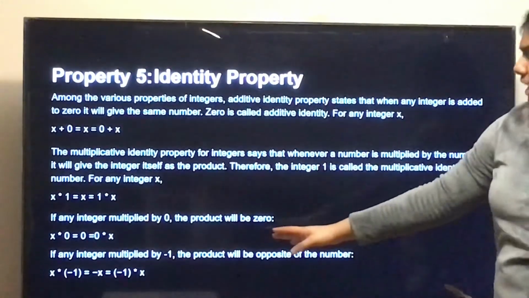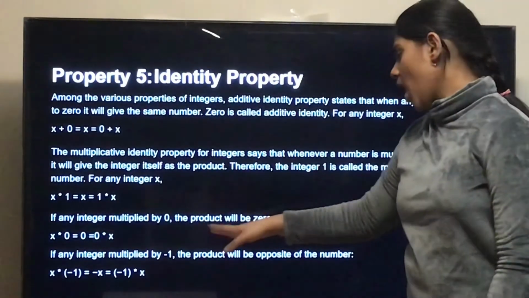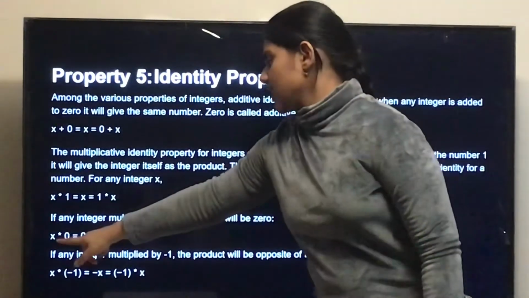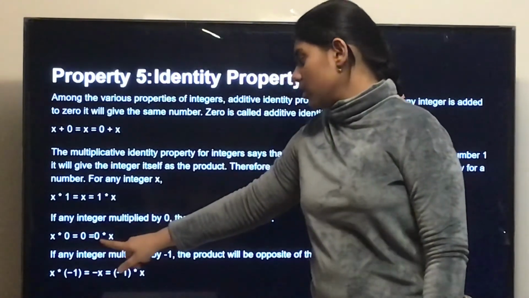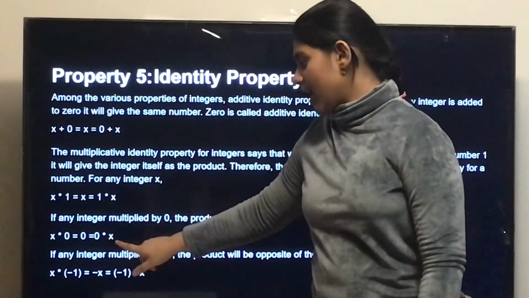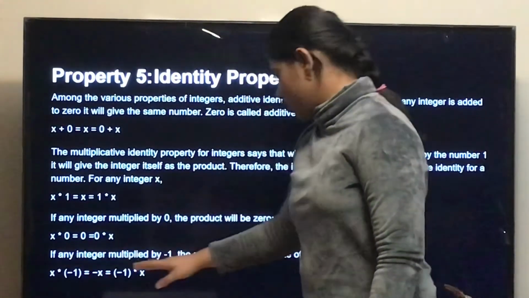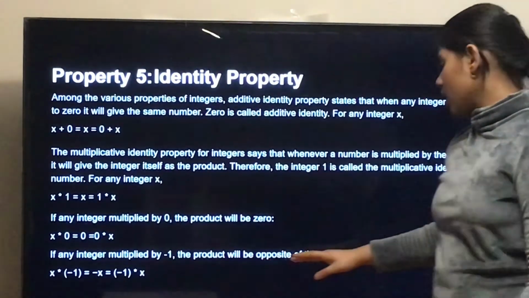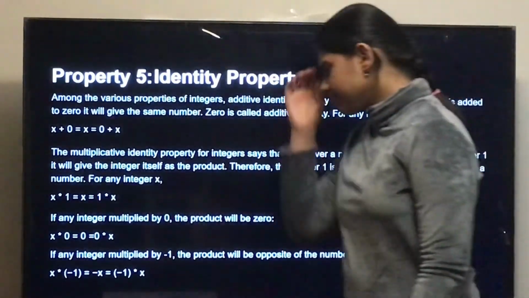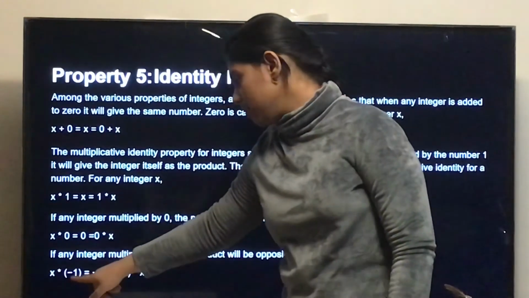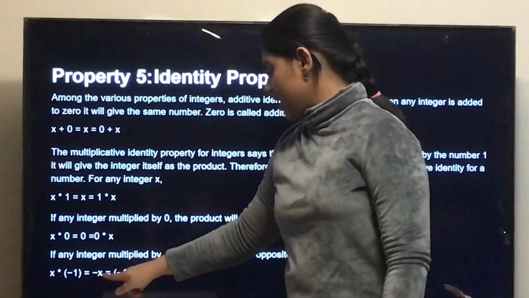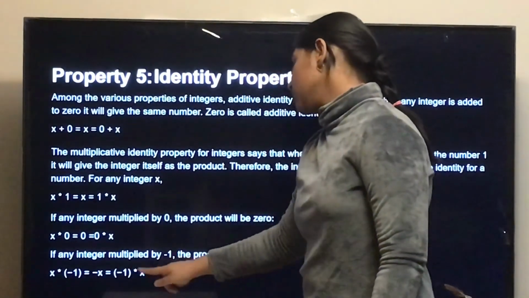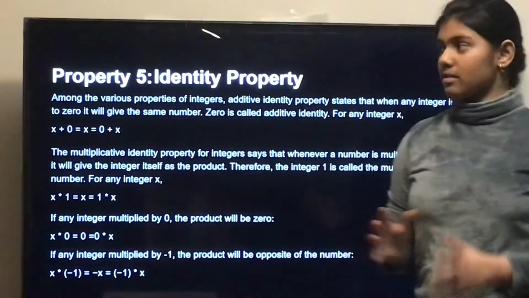And then if any integer is multiplied by 0, the product will be 0. x multiplied by 0 is 0, also equal to 0 multiplied by x. If any integer is multiplied by minus 1, the product will be the opposite number. So x multiplied by minus 1 is minus x, and minus 1 multiplied by x is also minus x.